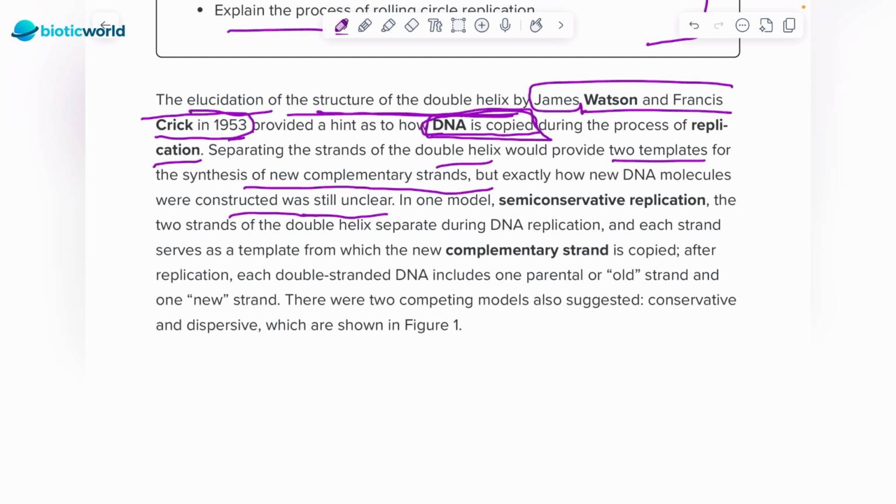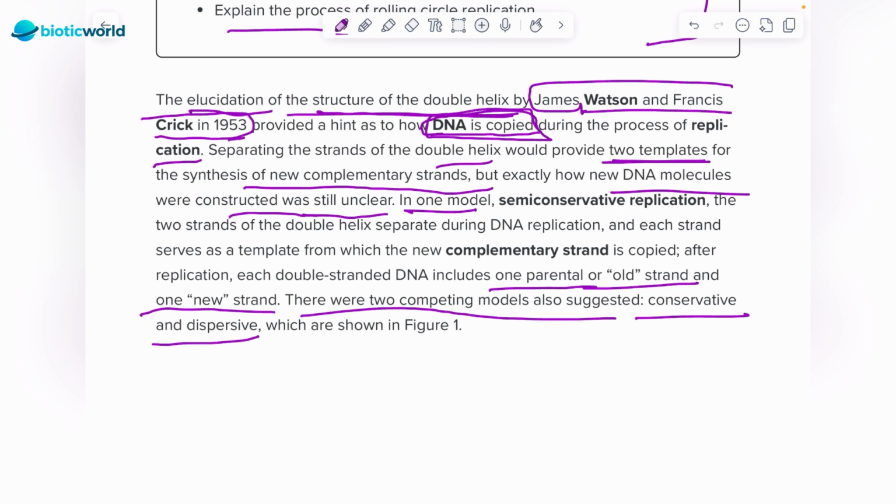Now, these scientists told about the two-template system, but they were unable to tell about the clear formation of the new DNA molecule. In one model, semi-conservative replication, the two strands of the double helix separate during DNA replication, and each strand serves as a template from which the new complementary strand is copied. After replication, each double-stranded DNA includes one parental or old strand and one new strand. There were two competing models also suggested, conservative and dispersive.